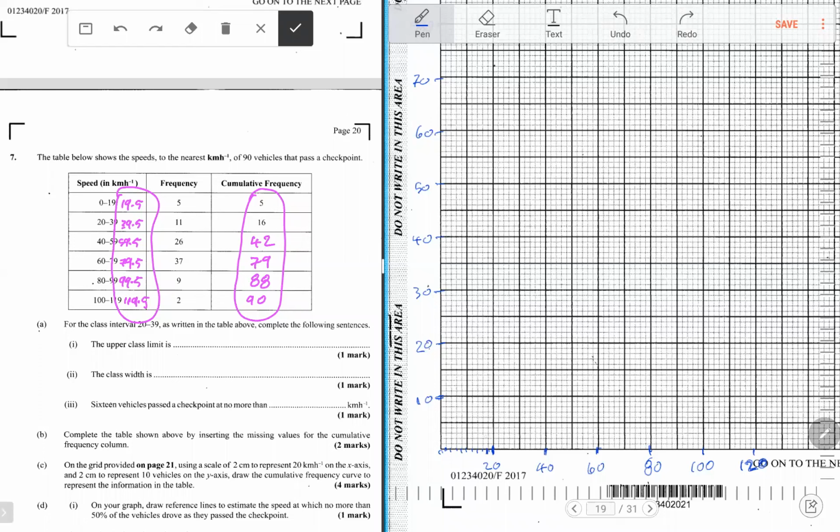So it's 5. Just before that is 5. So the first mark here is 5. That's the first point right here. All right, the next one is less than 39.5, which is 16. 39.5 is right here, going up to 16. Right here is 16.